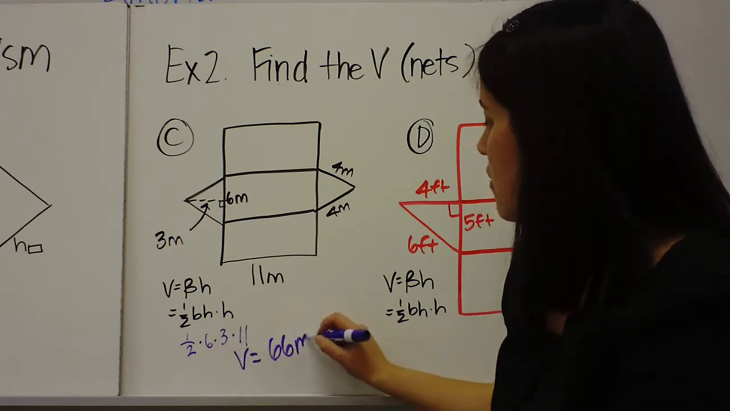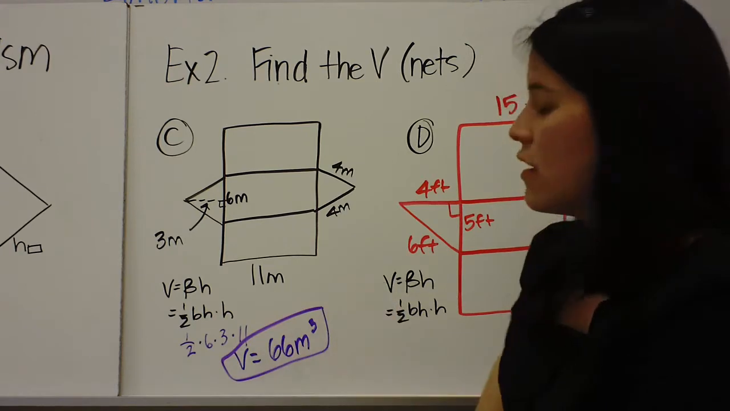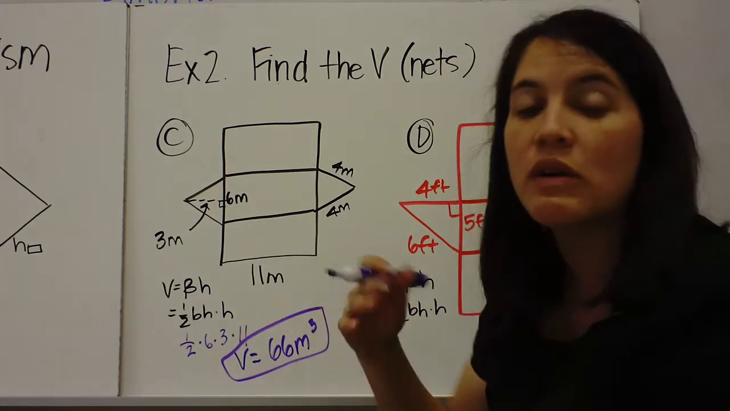is 9, so 66 meters cubed. And that is volume of a triangular prism. Let's do another net.